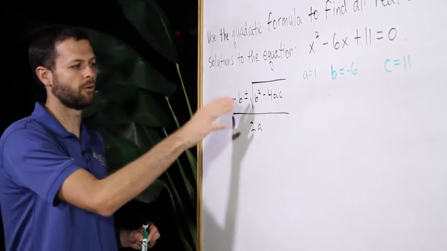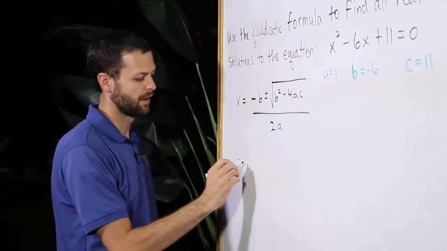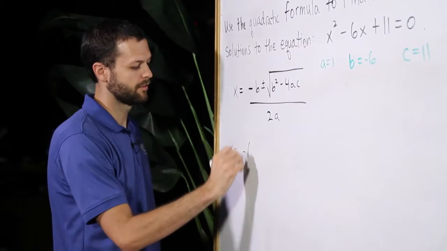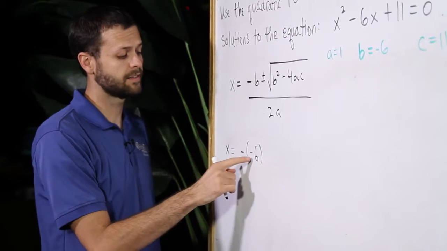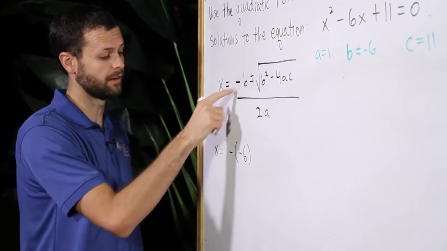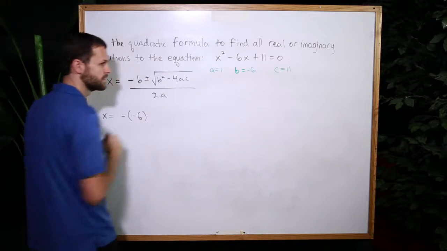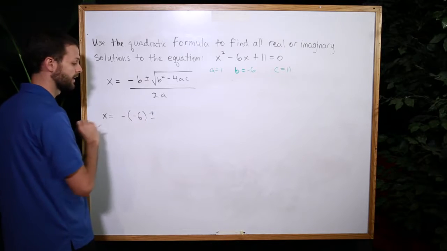Plugging these into the corresponding places in the quadratic formula, we get the following. x equals negative b. b in this case is negative 6, remember. It's easy to confuse these two negatives. Remember that this negative comes from the formula. This negative comes from the negative 6. So it is important to pay attention to this so that we don't forget a negative.